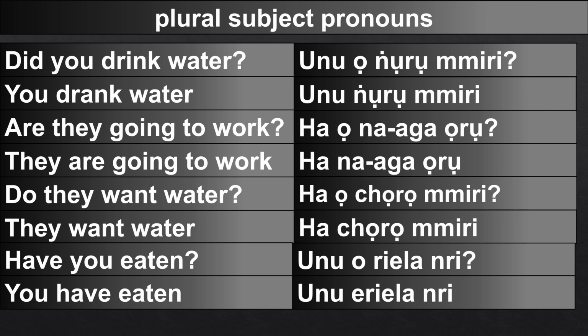Now let's look at yes/no questions using plural subject pronouns. Examples of plural subject pronouns are you, that's you for two or more people. Another example is they. They is used for more than one person, right? So let's take these examples. Did you drink water? So you here is for two or maybe four people. It's asking four people if they drank water.